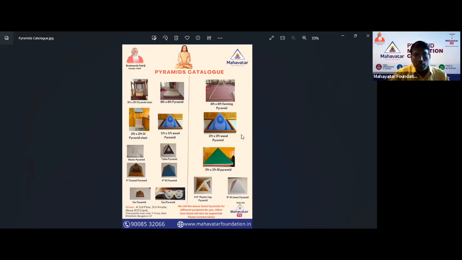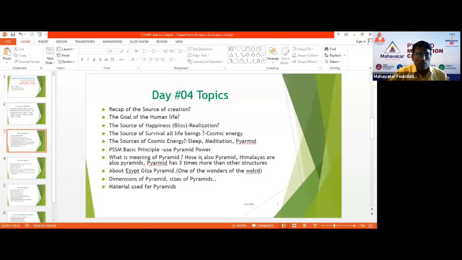Why is it so? Because of this particular angle. In that context, you need to understand one thing, that is the Giza pyramid. What is the pyramid, you need to understand. The Giza pyramid, friends. When you understand the Giza pyramid, you'll understand all these things.